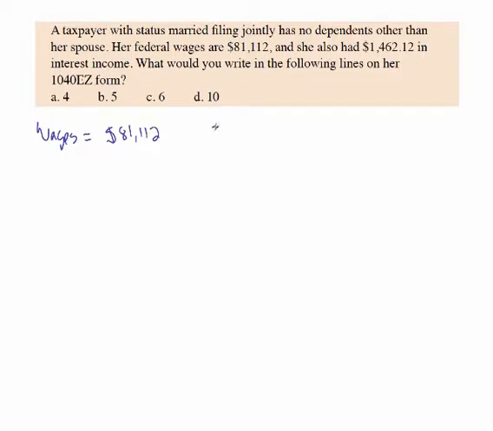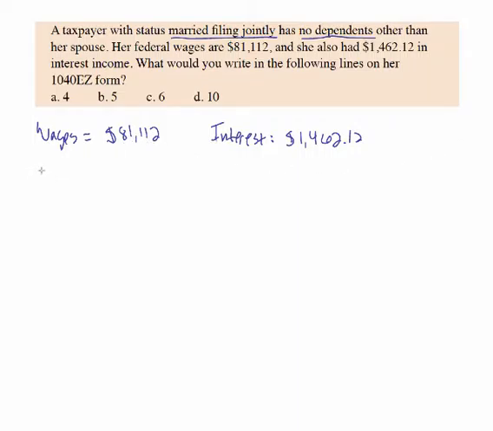along with interest income of $1,462.12. And we are also told, by the way, that the status is married filing jointly. And we are told that no dependents other than spouse. These are all things that may come into play here.